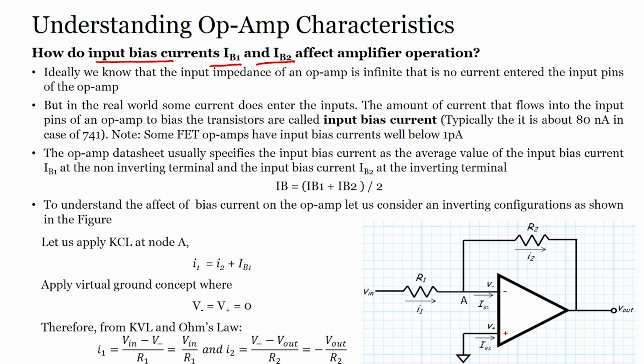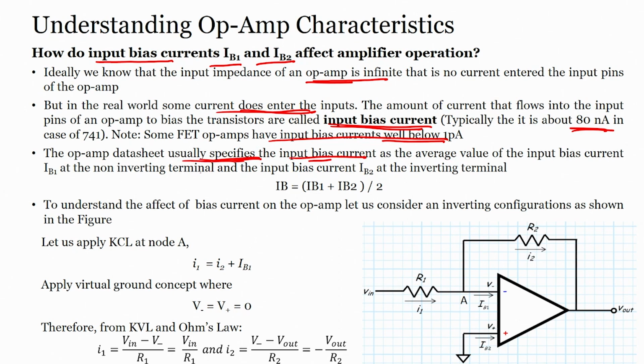Ideally we know that the input impedance of an op amp is infinite, so there is no current entering the input of the op amp. But in the real world some current does enter the inputs. In practical op amps there is some flow of current. This amount of current that flows into the input pins of the bias transistor is called input bias current. Typically the value is 80 nanoampere in the case of the 741. Some FET op amps have input bias current well below 1 picoampere.